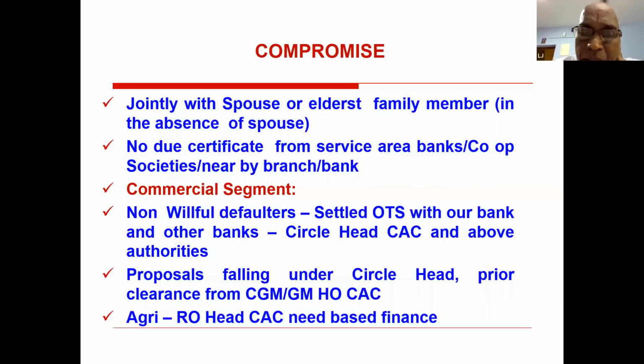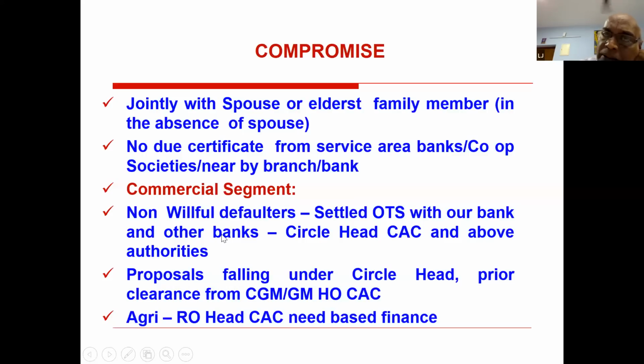Agriculture farm credit. Okay, if those loans become NPA, agricultural loans given to a commercial segment, and you have settled OTS, and those parties are coming for a fresh loan, RO head CAC and the above authorities, up to the delegated power, can sanction this loan to a commercial segment. So for an agricultural loan to a commercial segment with OTS settled, RO head CAC and the above authorities.